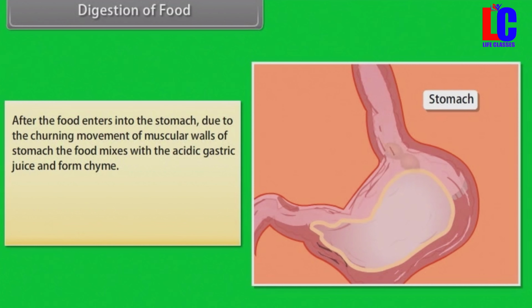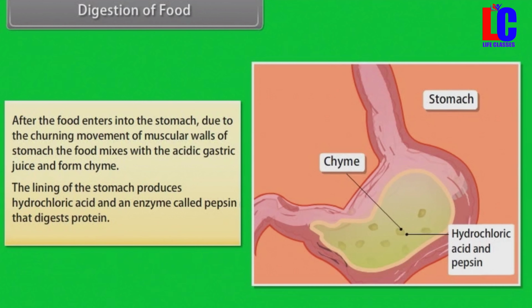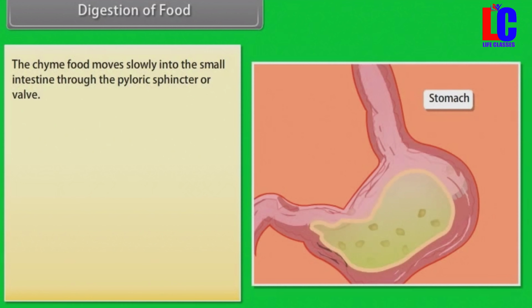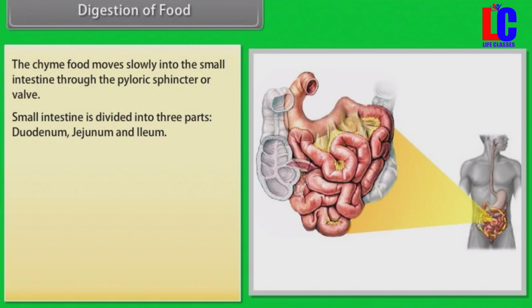After the food enters the stomach, due to the churning movement of the muscular walls of the stomach, the food mixes with the acidic gastric juice and forms chyme. The lining of the stomach produces hydrochloric acid and an enzyme called pepsin that digests protein. The chyme moves slowly into the small intestine through the pyloric sphincter or valve. The small intestine is divided into 3 parts: duodenum, jejunum and ileum.